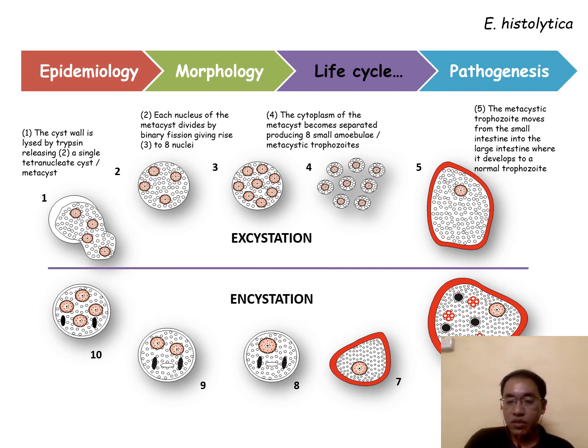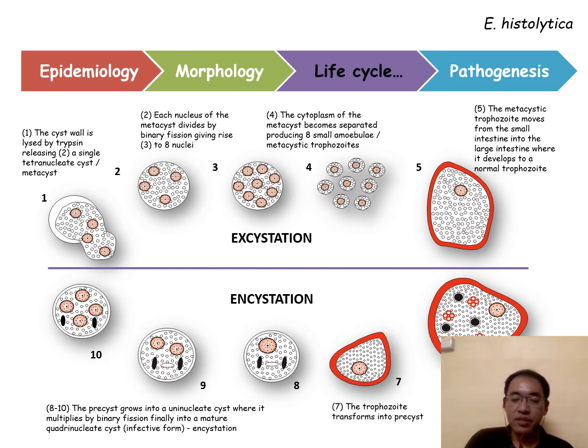The trophozoite can invade the mucosal tissue and finally lodge in the submucosal tissue of the large intestine. The trophozoite can transform into a pre-cyst stage, and the pre-cyst grows into a uninucleated cyst, which multiplies by binary fission, finally into a matured quadrinucleated cyst, and it will be excreted through feces into the environment.